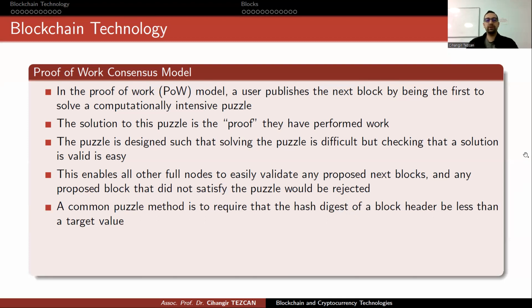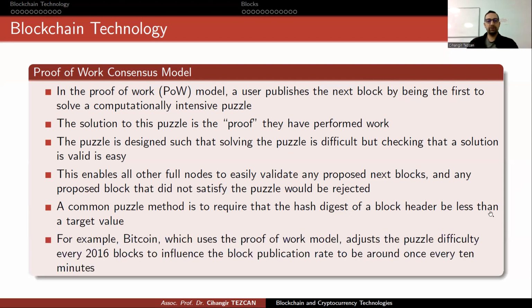A common puzzle method is to require that the hash digest of a block header be less than a target value. This is what most cryptocurrencies use, actually. For example, Bitcoin, which uses the proof of work model, adjusts the puzzle difficulty every 2016 blocks to influence the block publication rate to be around once every 10 minutes.